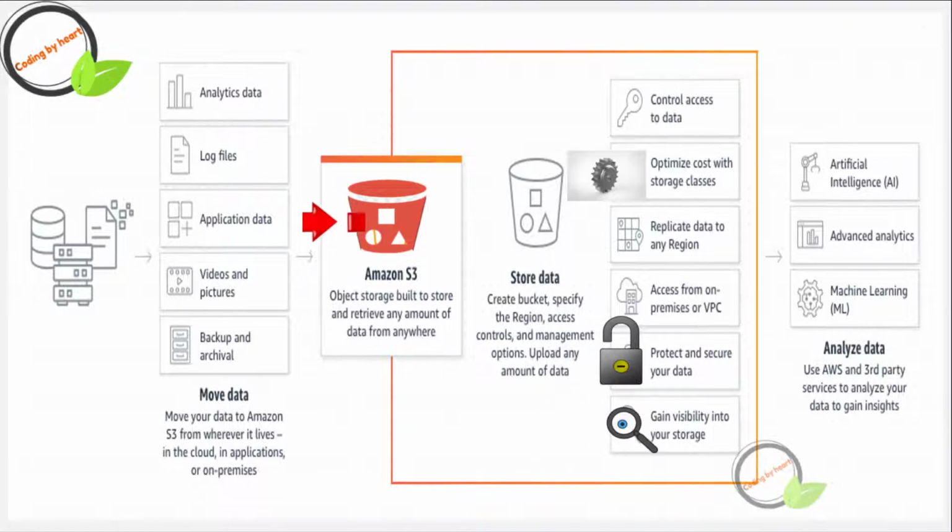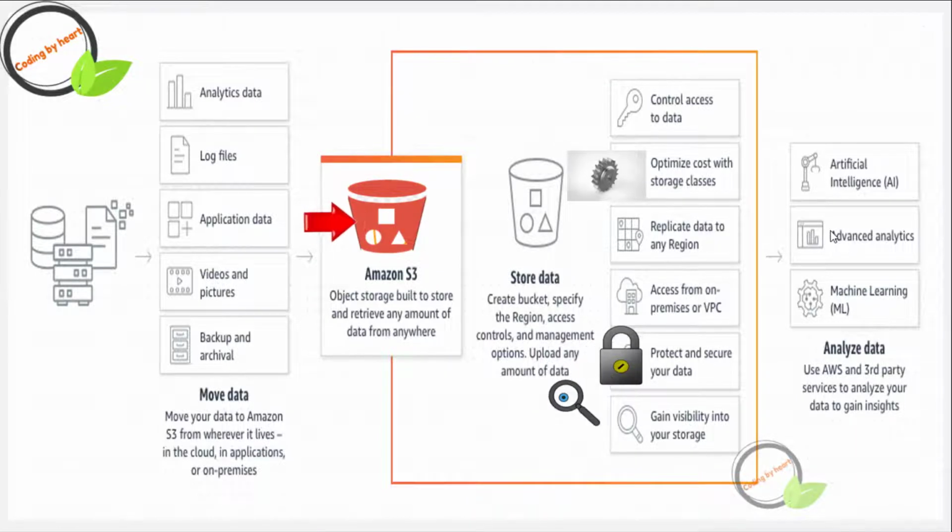Replicate data to any region. For example, you have stored data in North Virginia, and now you want to replicate this data into different regions. This is also possible. You can access this data from on-premise or VPC. You can protect and secure your data, and gain visibility into storage. Also, you can include artificial intelligence, advanced analytics, and machine learning to analyze your data. I think this theoretical part is sufficient. Now we jump directly into the practical session.